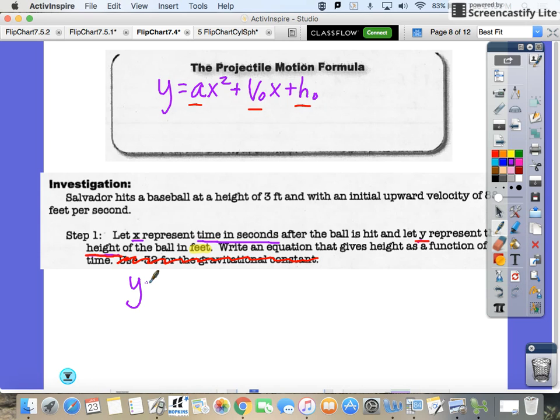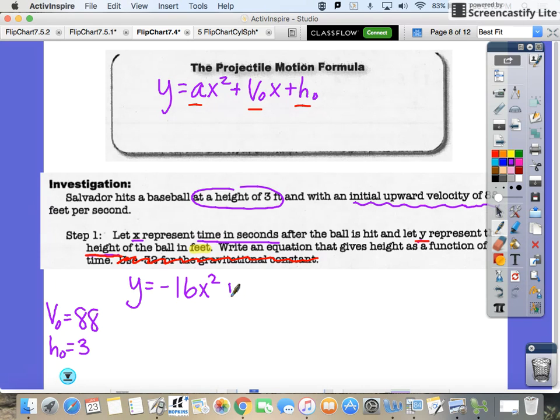So y equals -16x squared. Then we have v sub 0, which is initial velocity. And it says Salvador hits the baseball at a height of 3 feet, and then with an initial upward velocity of 88 feet per second. So the velocity is 88 and h sub 0 is 3. So we're going to go plus 88x plus 3. So there is our equation.